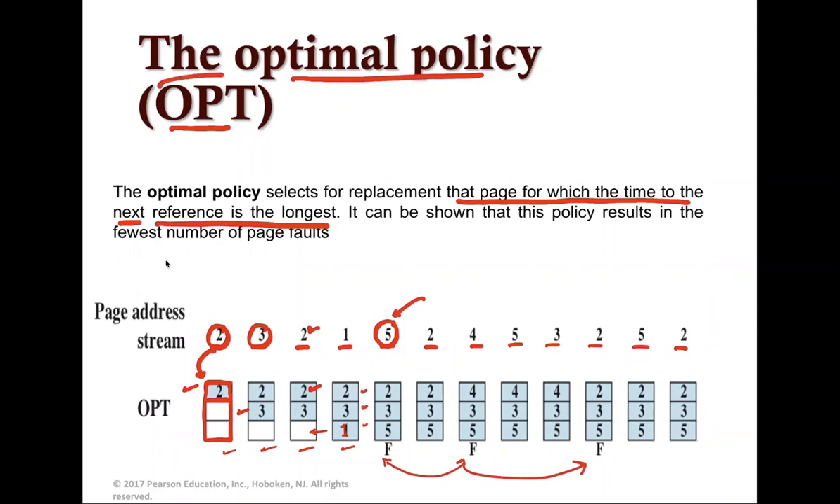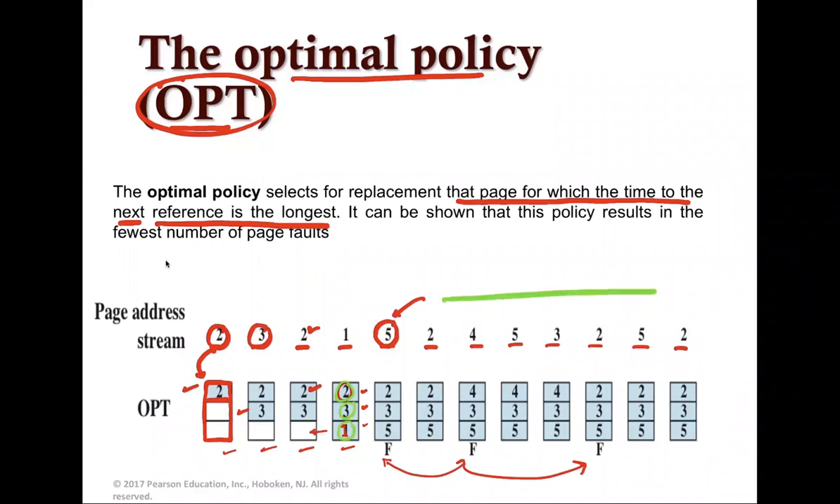How does the optimal strategy work? The optimal strategy replaces the page whose time to the next reference is the longest. So if we look at the corresponding set here, we would like to know: are we going to replace 2? Are we going to replace 3, or are we going to replace 1?